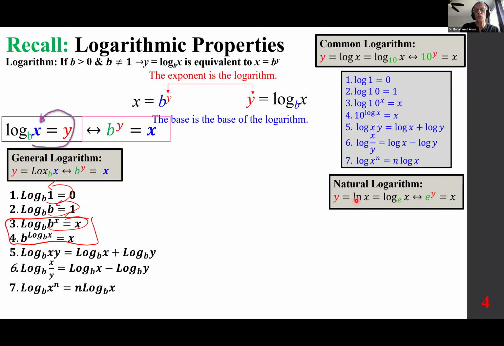Natural log. When we write y equals ln x, it means e to the power of y is x, and it means the base is e. We don't write it in this format.